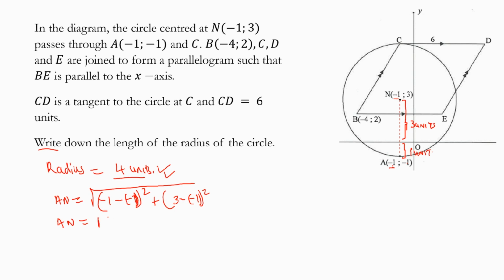Then we just remain with 4 squared here. And then the square root of 4 squared, you can see that AN is equal to, so this is 4 squared, not 42, 4 squared. Then the square root of 4 squared is 4. So AN is 4 units, meaning that the radius is 4 units.